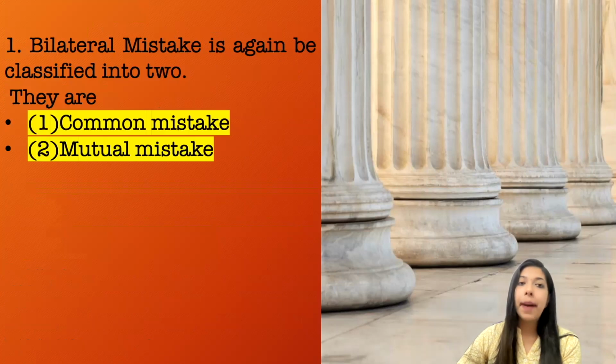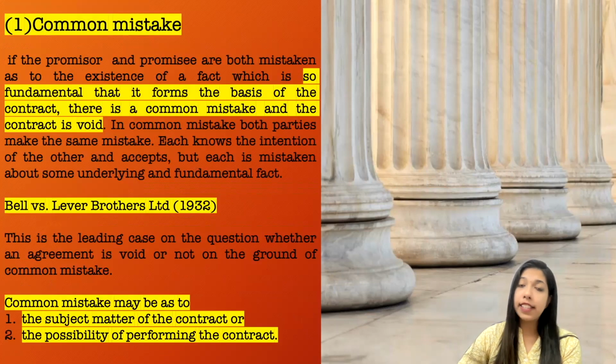Bilateral mistake is again categorized into two: common mistake and mutual mistake. First, I'll be discussing common mistake. In case of common mistake, both the parties, the promisor and the promisee, are mistaken as to the existence of a fact which is so fundamental that it forms the basis of the contract. That means the base element, like the subject matter itself, is mistaken, and then the contract is void in nature.